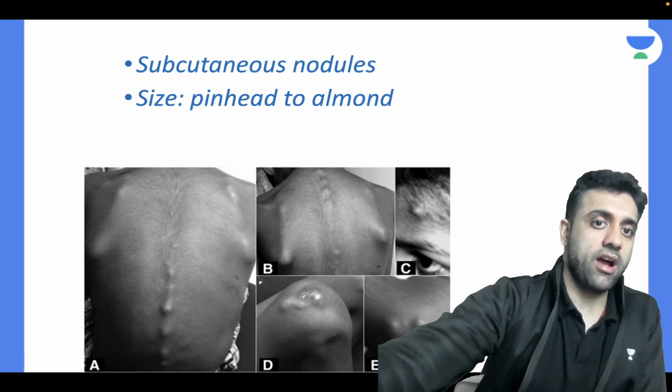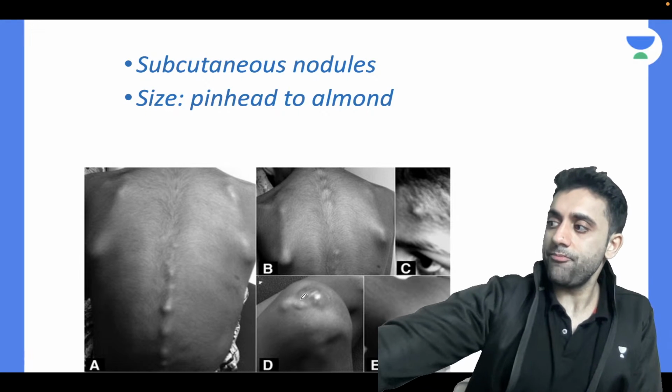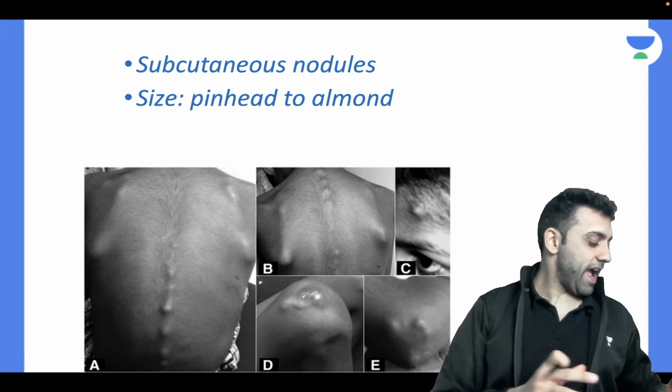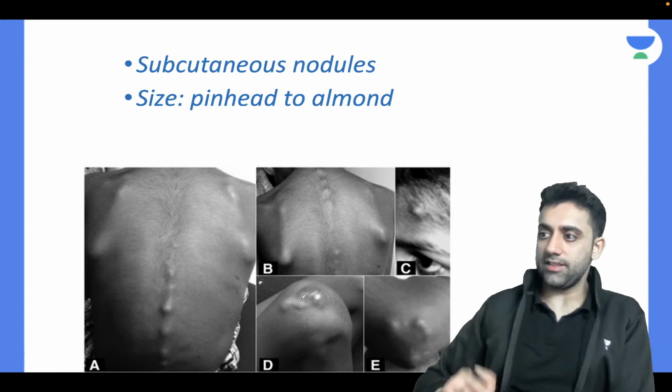Almonds are eaten to sharpen the brain, but there is too much of it here. So they are usually pinhead to almond size. Okay? Very good. That is the first point.